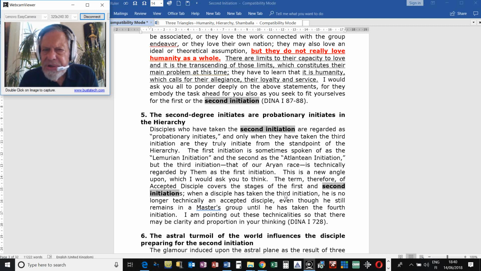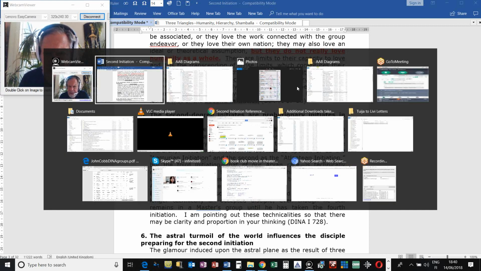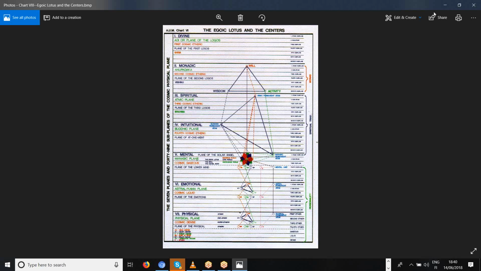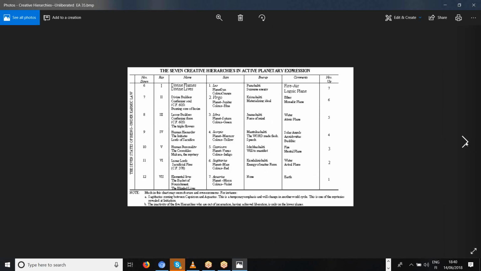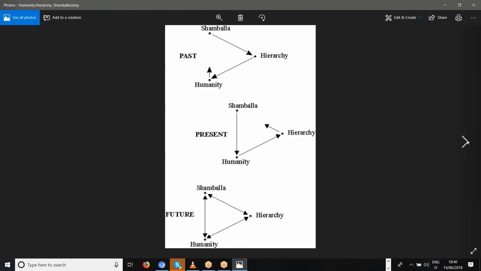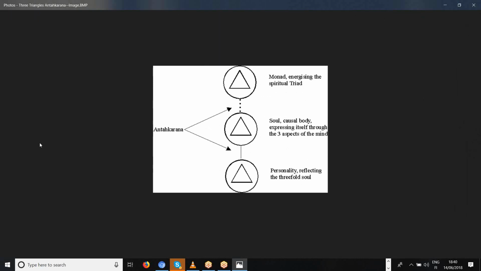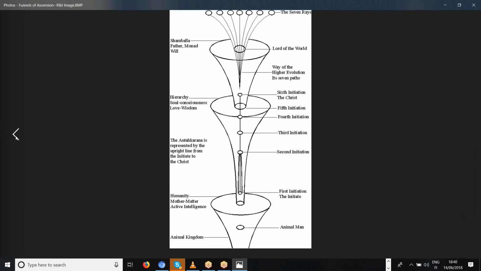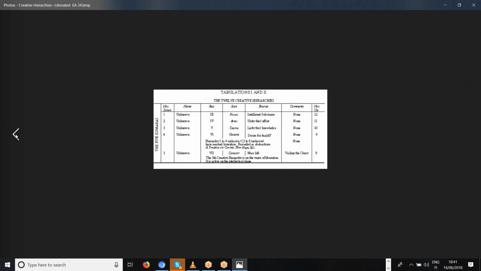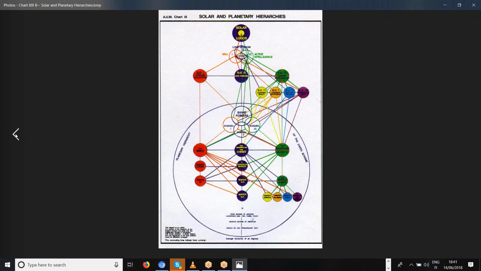The second degree initiates are probationary initiates in the hierarchy. You look at this, and you see the hierarchy here. Come on now. Gotta find it, huh? Maybe I'm not going to find it. Should be here. There it is.